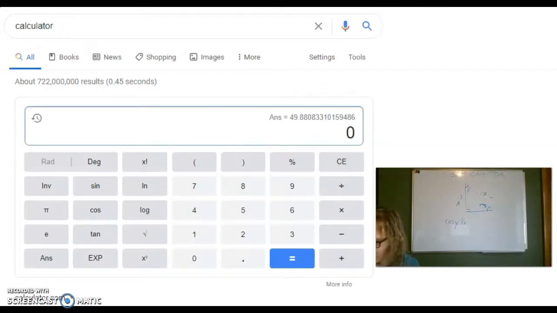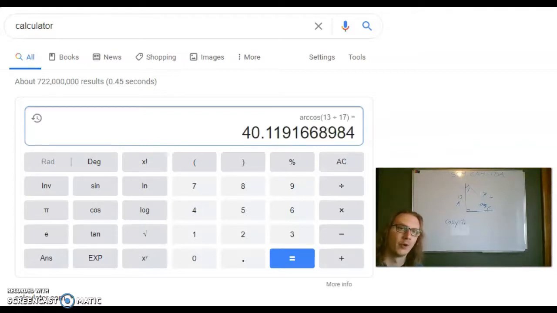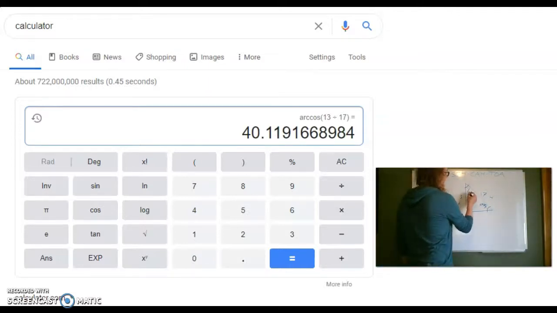I'm going to fix and edit this. So we need to put in arc cosine, which is Shift C, 13 divided by 17. Oh, I know it's wrong, but I don't have number lock on. 40.12, which is exactly what we should have gotten.